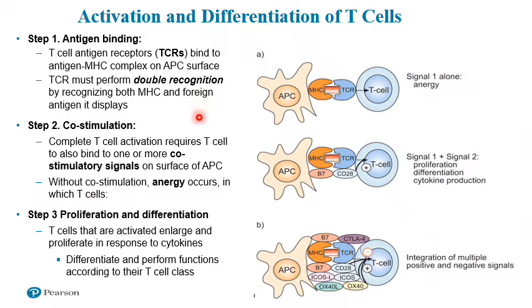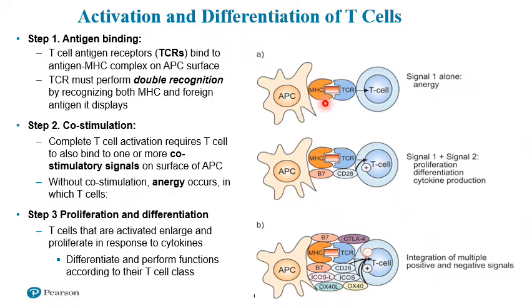Step one is antigen binding, and here you can see the antigen binding to the T cell, to the CD4 or CD8. The T cell antigen receptors bind to the MHC complex on the APC surface. Your APC is right here, and the MHC is right there. The APC is actually presenting the antigen via the MHC.